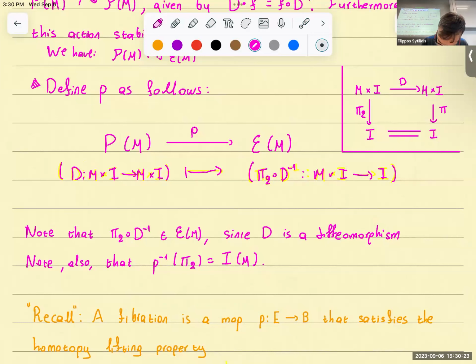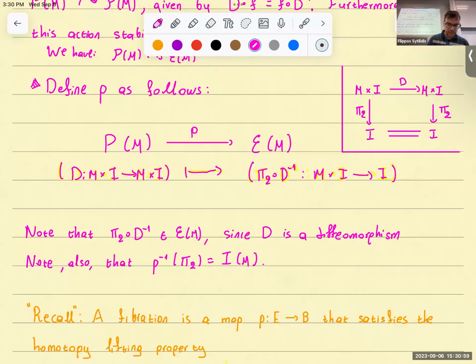Right, so basically, if I have that pi2 composed with the inverse equals pi2, that means that the inverse is level-wise preserving. And in particular, D would be level-wise preserving. So it must be an isotopy.